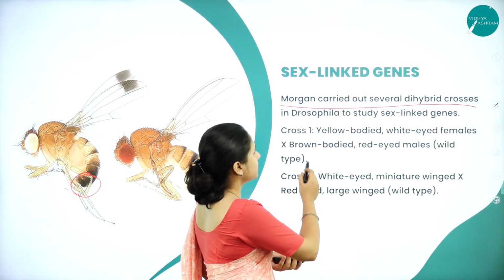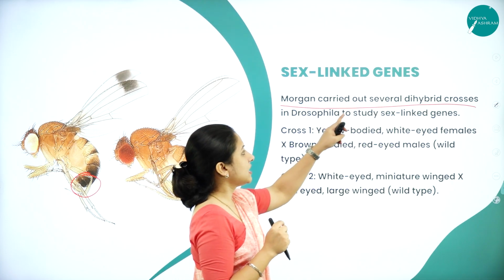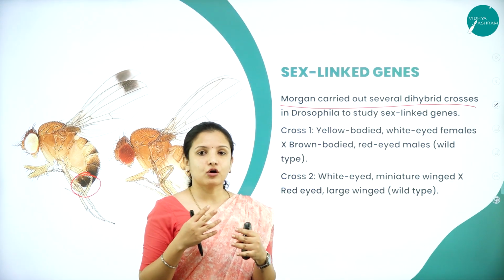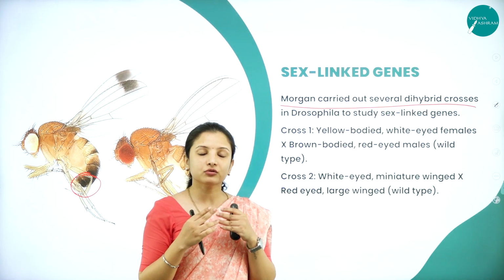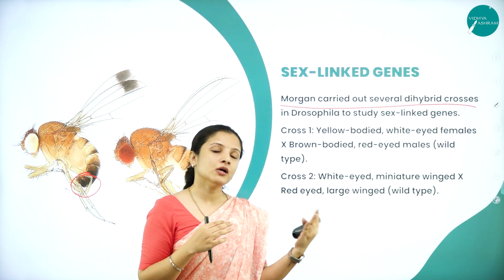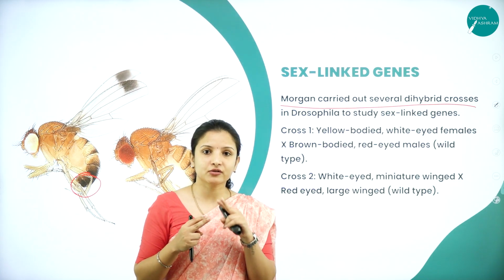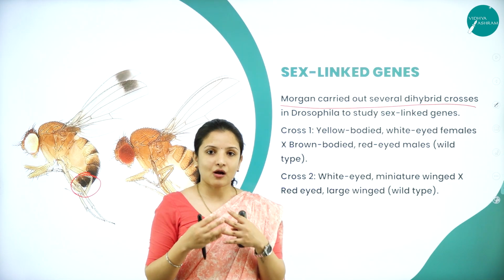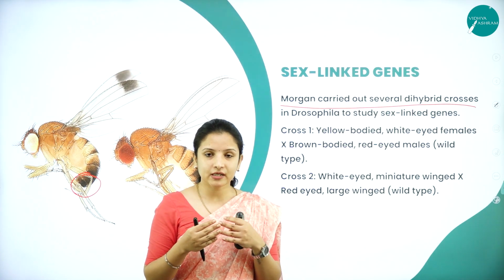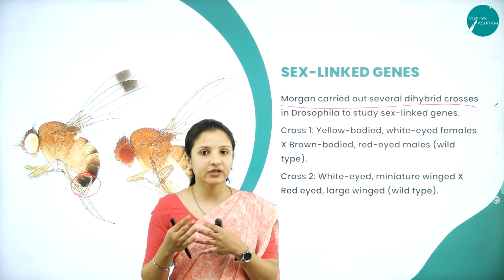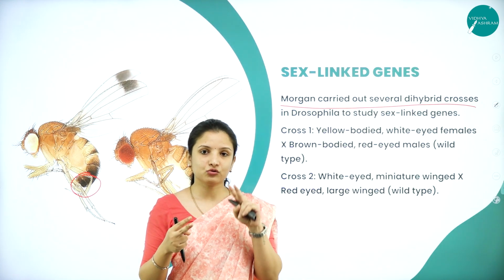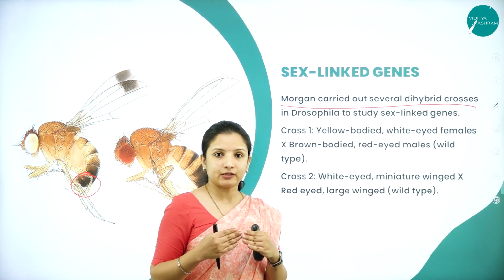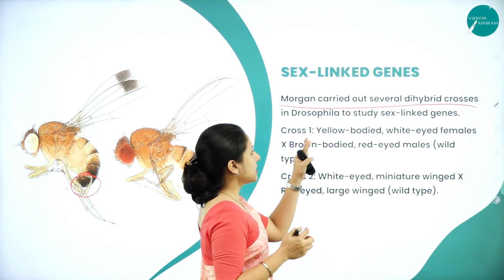So he made a cross, a dihybrid cross. Why is it a dihybrid cross? Because two separate characters are considered, like how Mendel, in the pea plant, considered two characters, where one parental plant had round, yellow seeds and the other had wrinkled, green seeds. Two characters. Just like that, in Drosophila melanogaster as well, Morgan made a cross.